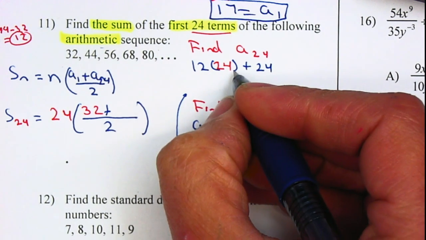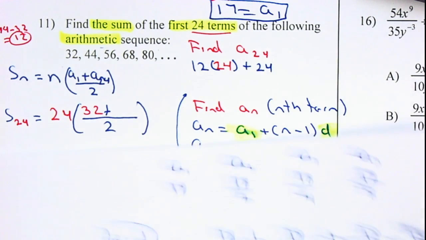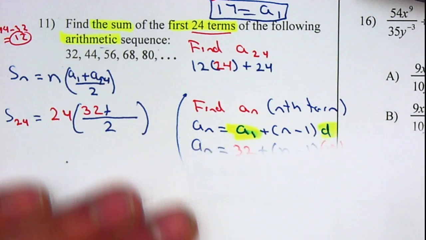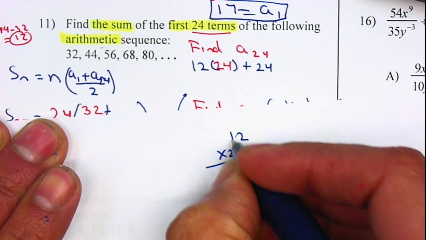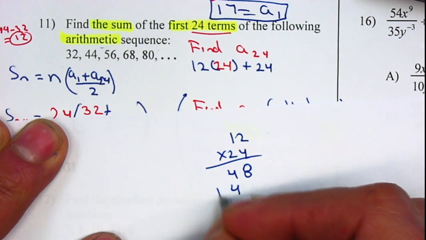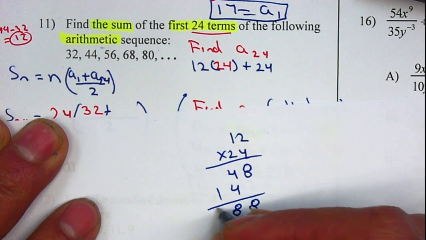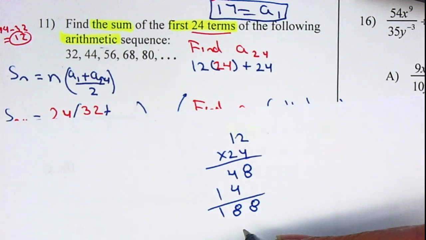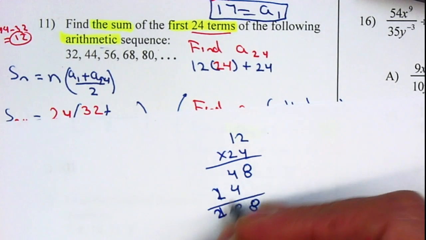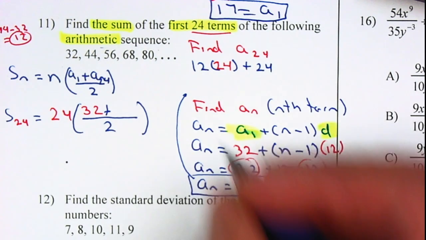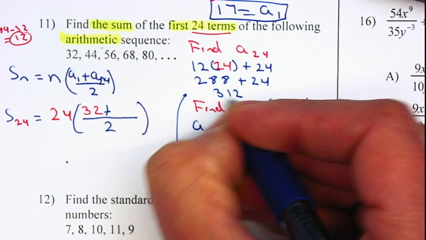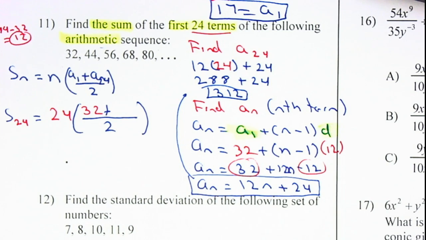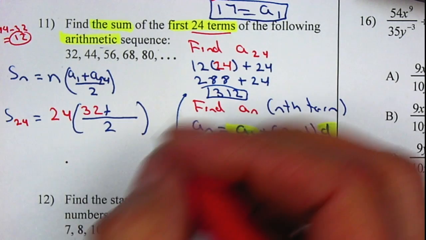So 12 times 24, multiply on the side. That is 8, that is 4, that is 4, that is 1, that's 8, 8, 1. And after that's 2, so it'll be 288. 288 plus 24, that'll be 312. So my 24th term will be 312.